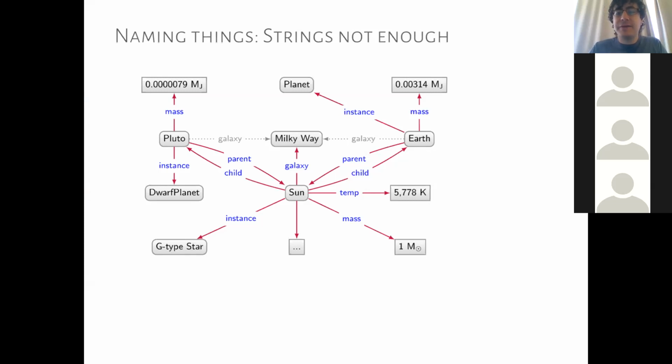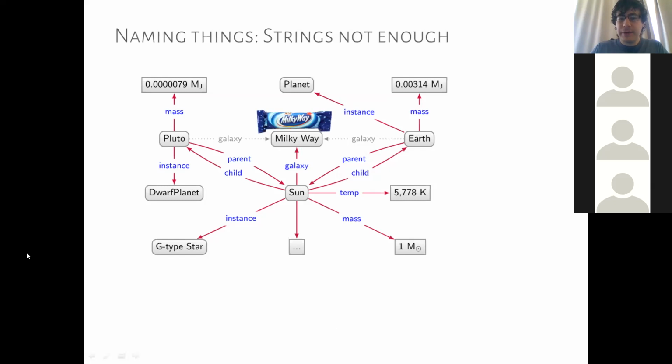Effectively, we have to think that strings are not enough. By strings, I mean Pluto or G-type star or Milky Way. If we look at this graph, we intuitively understand what Milky Way is from context and from our own understanding of the world. And again, we explained in the first lecture that machines don't have that same understanding. If I started to jumble all the letters in these nodes, it would become confusing again what is meant. But here we understand what is Milky Way, what is Pluto, what's a dwarf planet, and so forth.